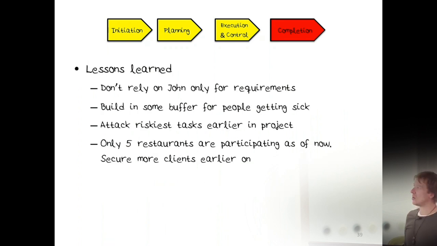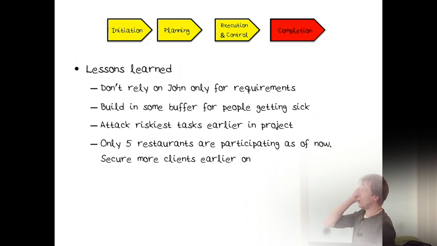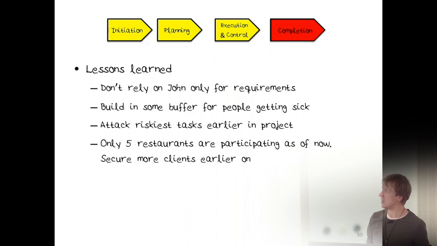So lessons learned. Don't rely on John only for requirements. Build in some buffer for people getting sick. Attack the riskier tasks earlier in the project. And only 5 restaurants are participating right now. Next time we need to secure more clients earlier on.